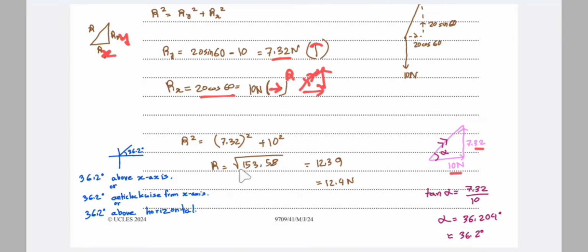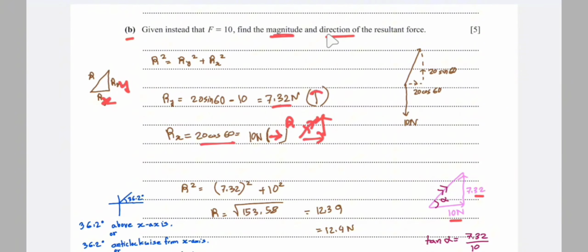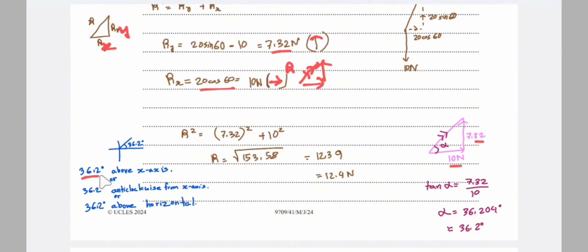Now we know the value of the angle, but we need to state the direction clearly. That means this much angle above the x-axis, or this much angle anticlockwise from the x-axis. So from the x-axis, the movement of the angle is anticlockwise. That is 36.2 degrees, or 36.2 above the horizontal. So this is horizontal and this angle is above the horizontal.